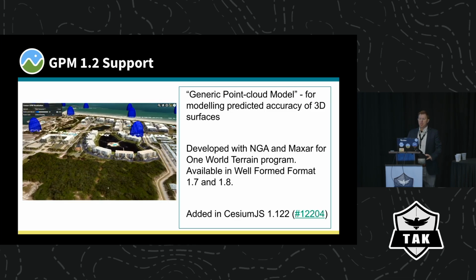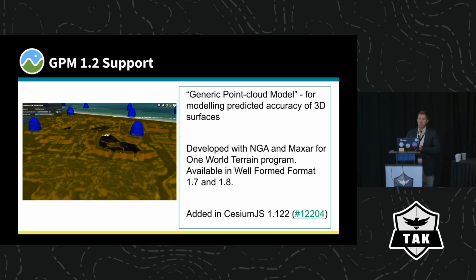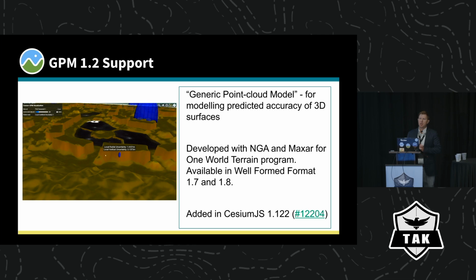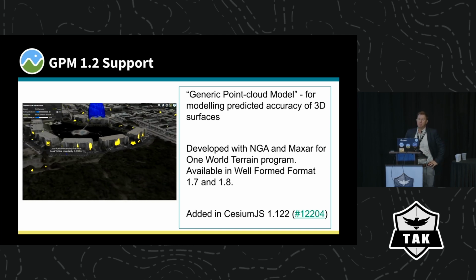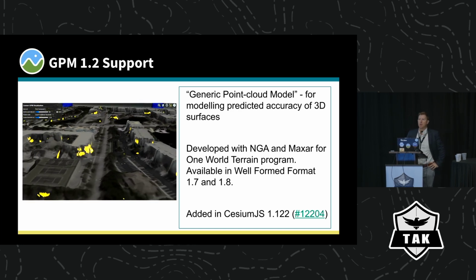Really important for this community, we've also added GPM 1.2 support into 3D Tiles. This was in collaboration with NGA and with Maxar on the One World Terrain program. So GPM stands for Generic Point Cloud Model, and essentially it allows you to embed the horizontal and vertical accuracy and uncertainty directly into the meshes and the pixels of the 3D Tiles data. So if you've worked with GPM in the past, it's typically a sidecar file in addition to your regular data set. So now that's been integrated directly into 3D Tiles so that you have that access to the accuracy.